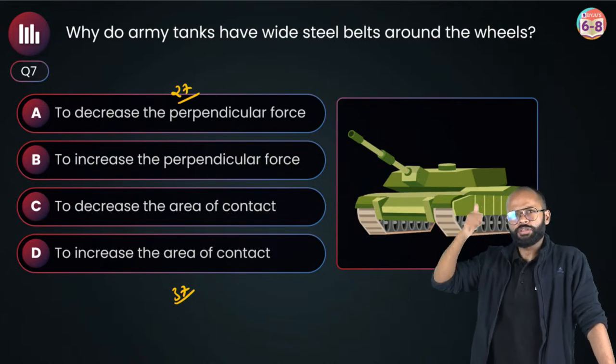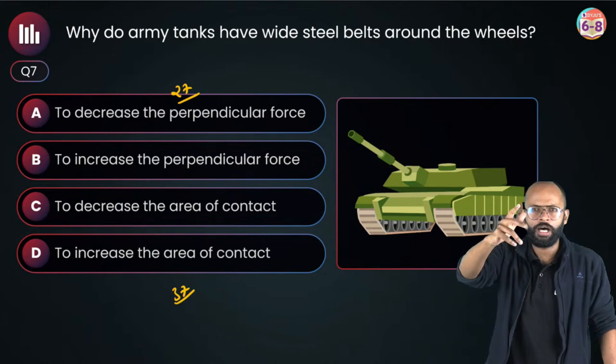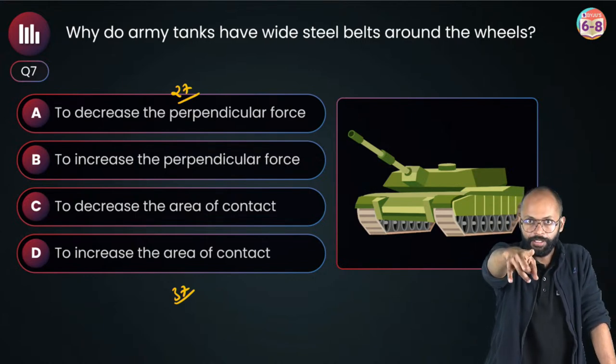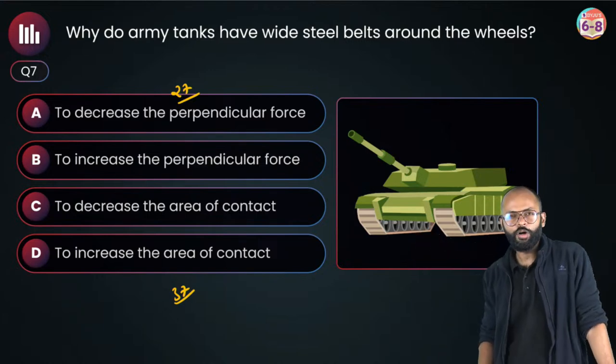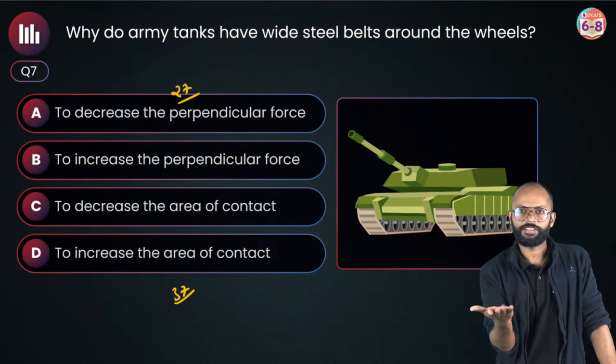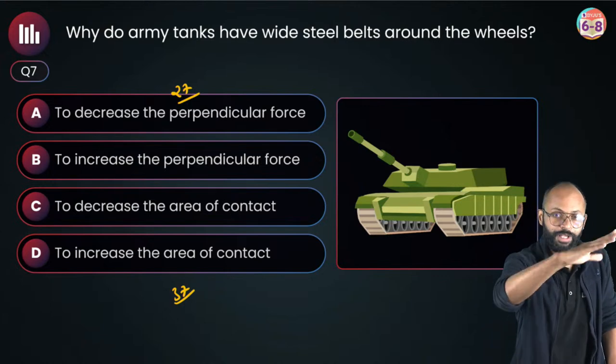The cars which move on hills, Mahindra Thar, ya fir in snow, jet ski. Remember, jet ski. Kaisa hota hai? Aisa. Right? Aur all these things, they have wide surface, to reduce the pressure, है ना?